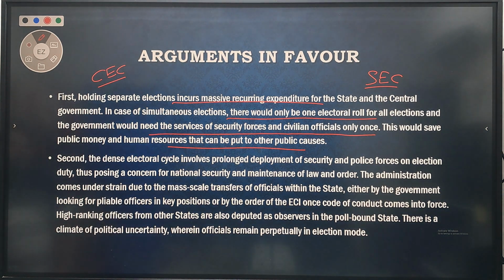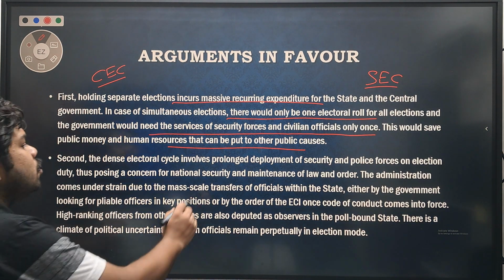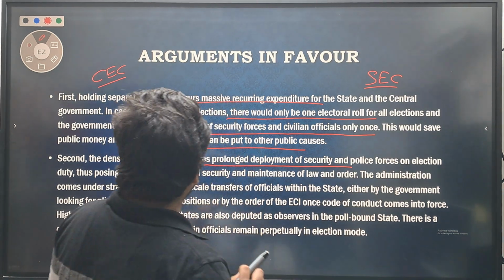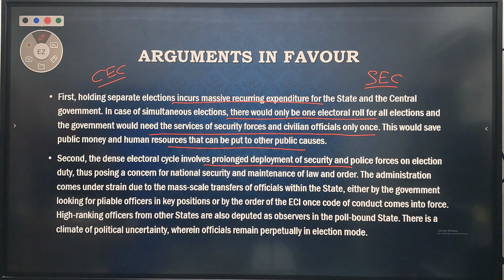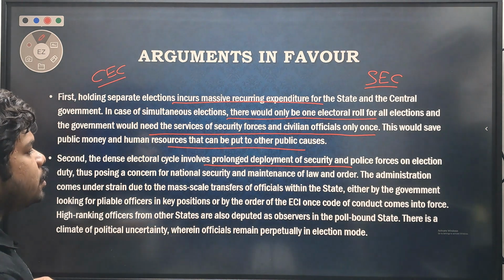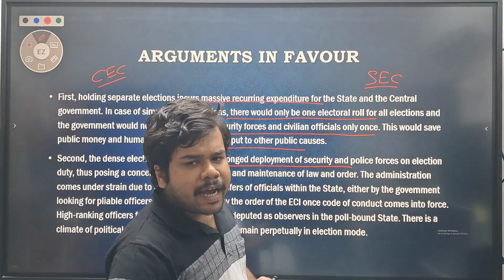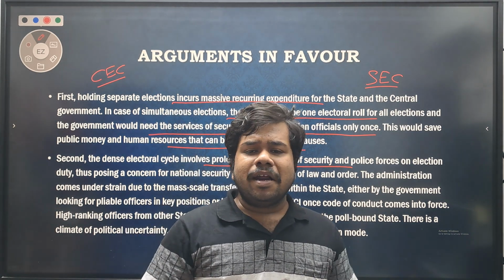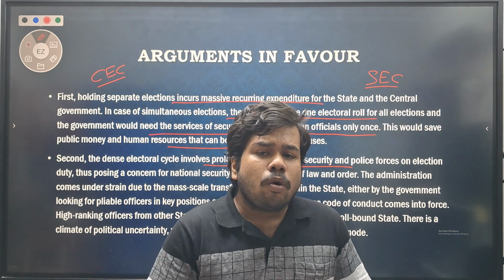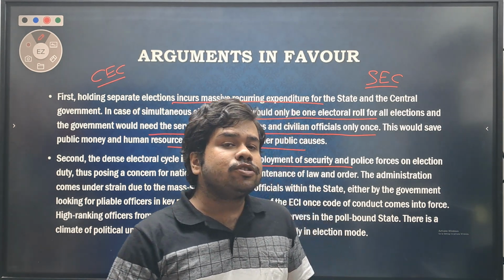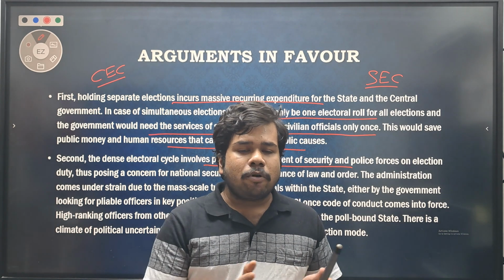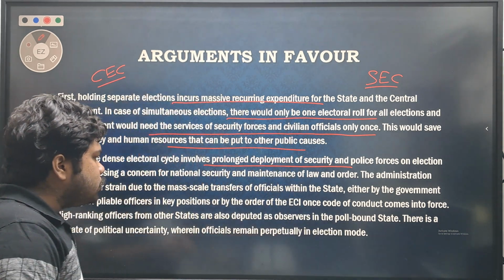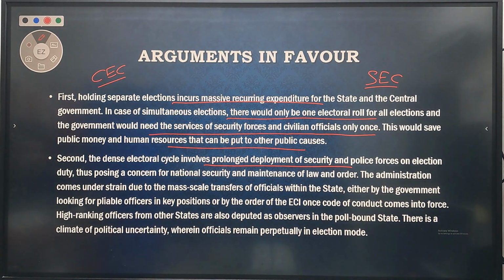Second argument, that is, a dense electoral cycle involves prolonged deployment of security and police forces. I have already mentioned this, thus posing a concern for national security and maintenance of law and order. So what if in the time of election, Pakistan or China, any of our neighboring countries, attacks us? What can we do at that point of time? Because our forces are mostly deployed in the polling booths. So this is a concern of national security.